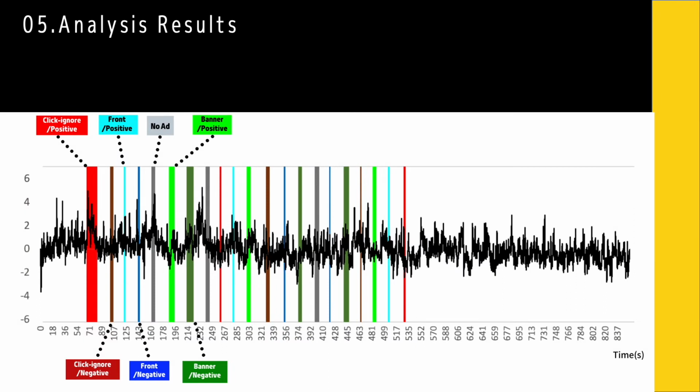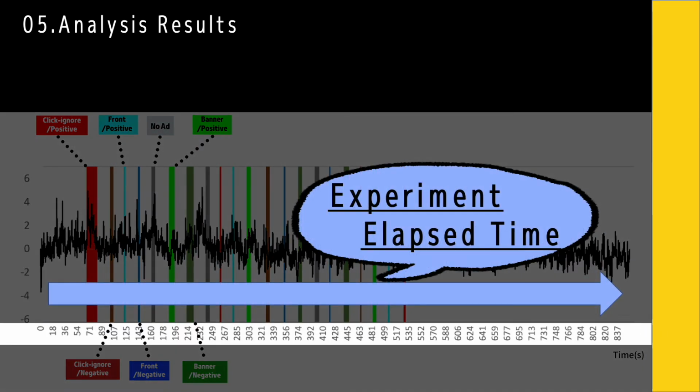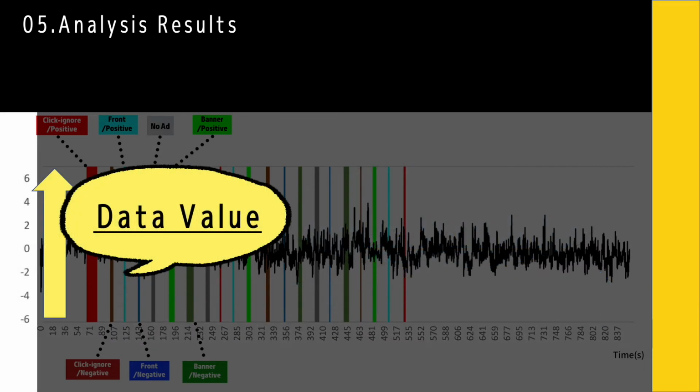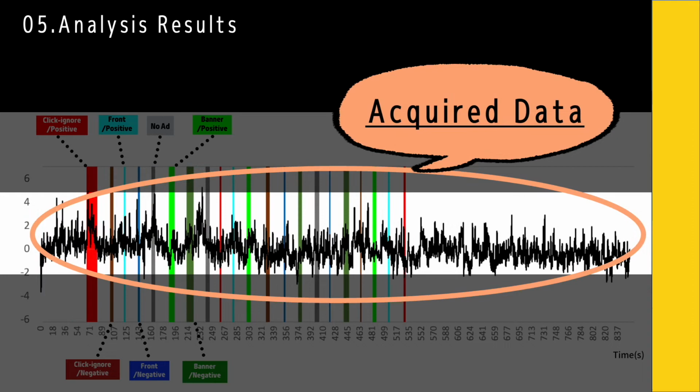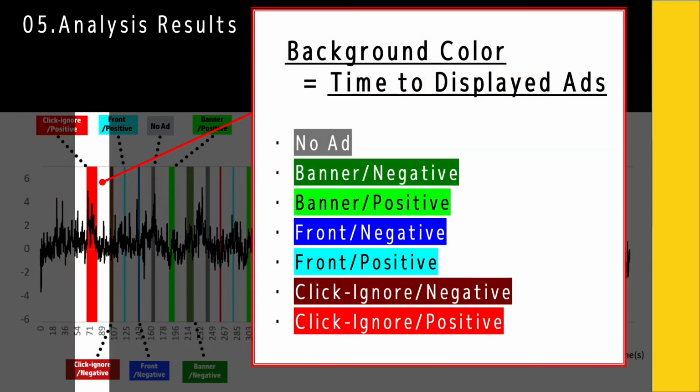Here is an example of the data we obtained. First, I will explain this graph. The experimental time progresses from left to right. The vertical axis represents the size of the data. The acquired data is shown like this. The background color represents the time the ad is presented to the subject.